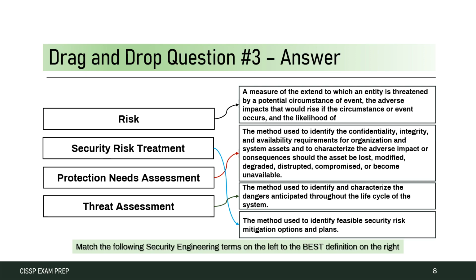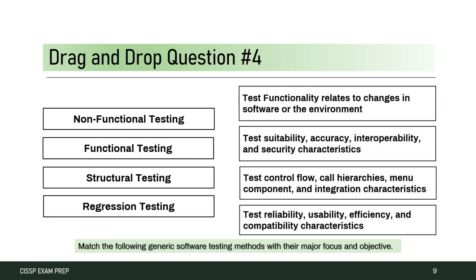Now, the threat assessment is the method used to identify and characterize the danger anticipated throughout the life cycle of the system. So this is the correct answer. Have a look at the arrows. I purposely used different colors for different definitions and terminologies, to link the terminology with the definition and vice versa. Now let's move on to number 4. We've got non-functional testing, functional testing, structural testing, and regression testing.